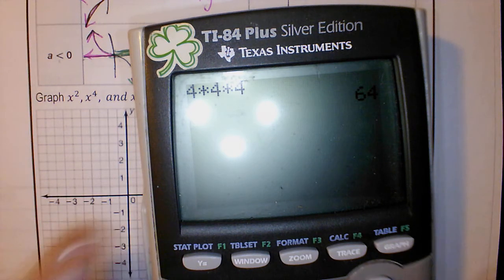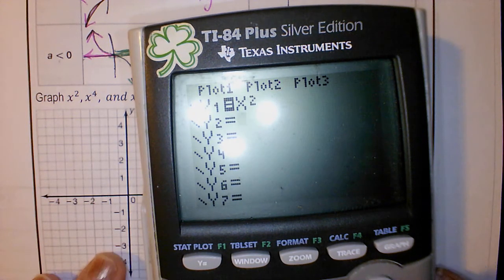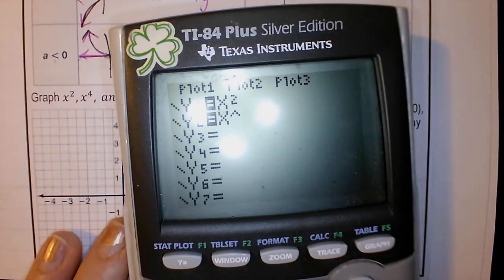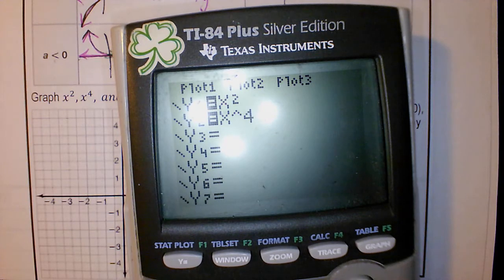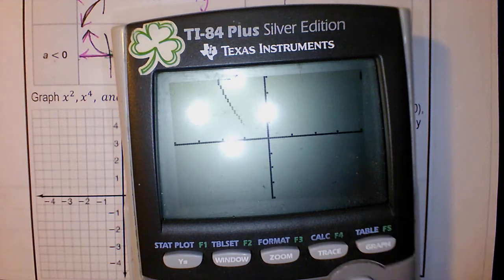Okay, so in your y equals, clear anything out that we have there. We're going to do x squared, x to the caret sign 4th, and x to the 6th. In the PowerPoint I gave us specific windows that we want to be set at, so go to your window, and we're going to set our window to -4, 4, -4, 4, and go ahead and hit graph.